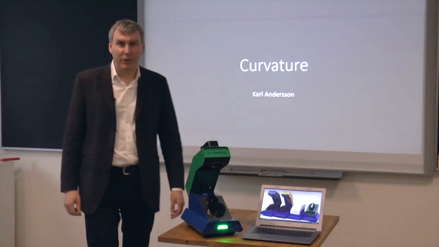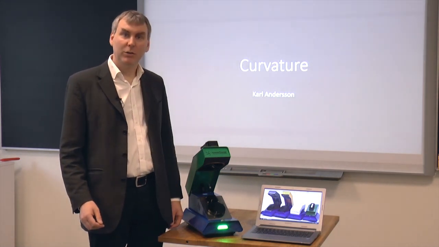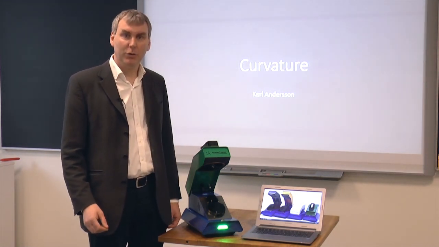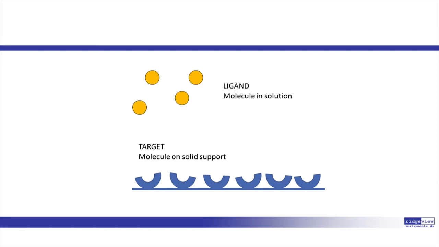When we measure molecular interactions, we have at least two molecules at play. One of them is often anchored to a surface, and I call that one the target. At Ridgeview, we often work with living cells, so the target can be a cell surface receptor. An alternative is to attach purified proteins to a sensor surface. The second molecule is kept in solution, and I call that one the ligand.